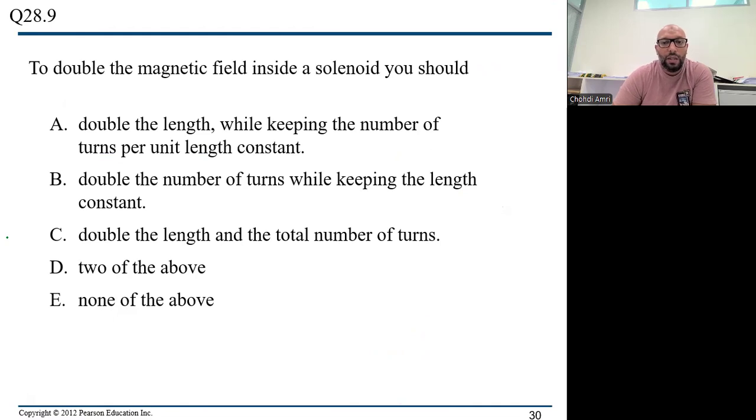To double the magnetic field inside the solenoid, you should, at first, let's write the equation of the magnetic field inside the solenoid: mu naught N over L multiplied by I, which is equal to mu naught times the number of turns per unit length, multiplied by I. To double the magnetic field inside the solenoid, you should double the length while keeping the number of turns per unit length constant?